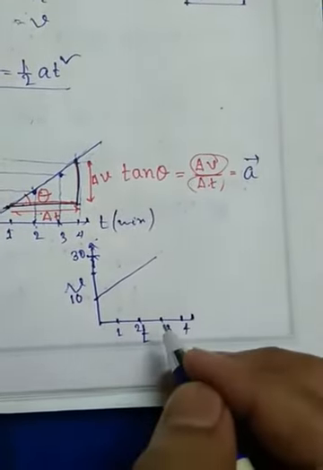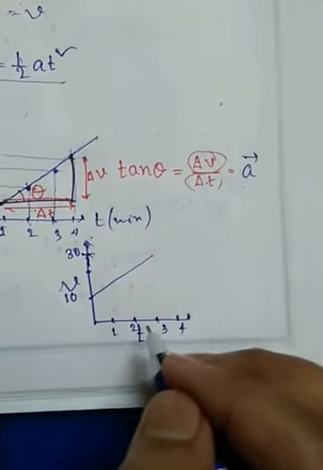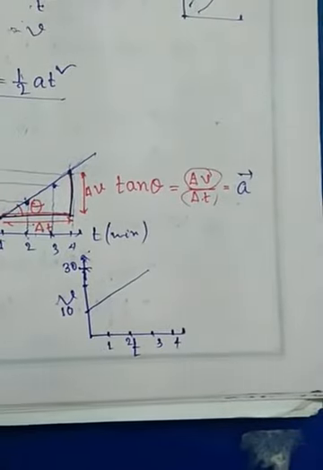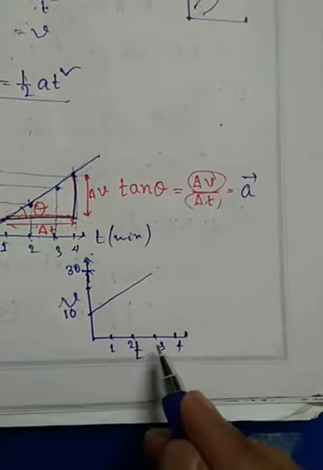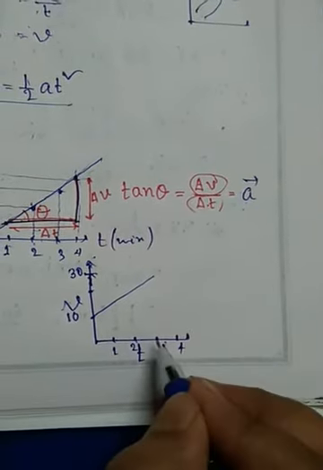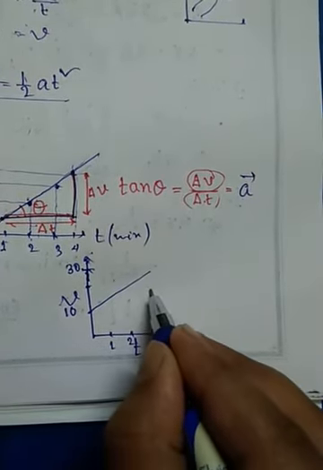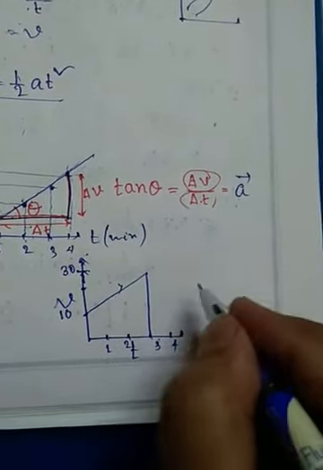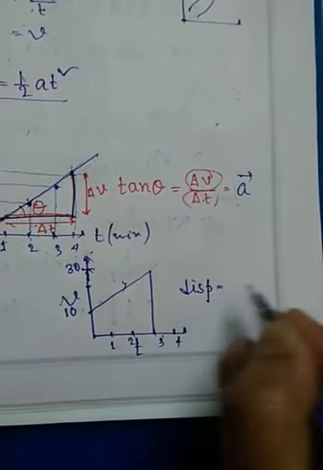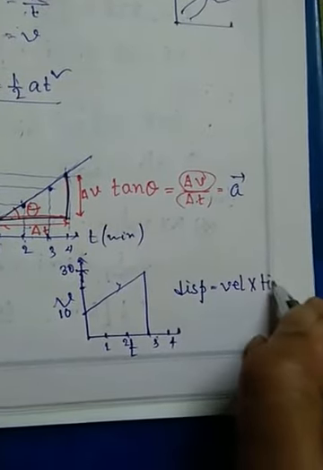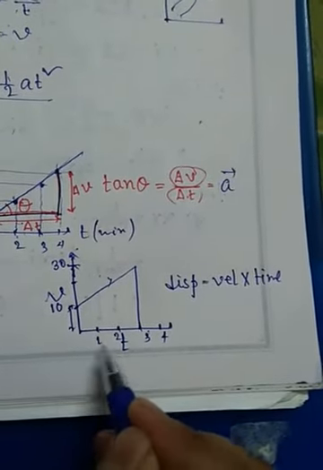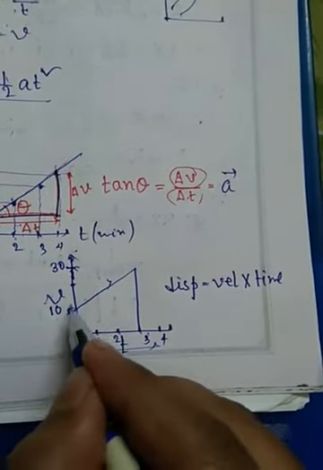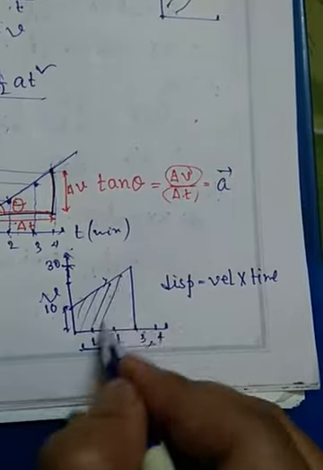Okay, I'm asking you, what is the displacement covered by the particle after 3 seconds, let's say? So what you have to do, you have to draw a straight line parallel to the y-axis. Now we know displacement is equal to velocity into time. So velocity into time means something like length into breadth, means the area of this trapezium.